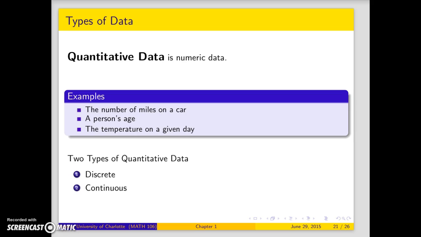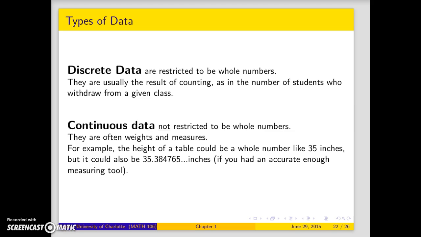For quantitative data, this is numeric data. Here are some examples: the number of miles in a car, a person's age, the temperature on a given day. There are two types of quantitative data, like I just said, discrete and continuous. For discrete, this is typically restricted to whole numbers and usually results from counting, such as counting number of students who withdraw from a class.